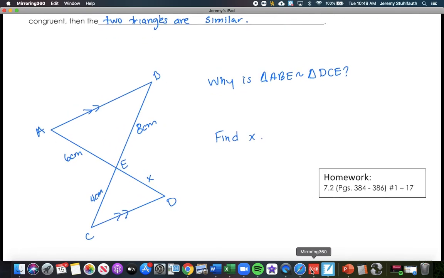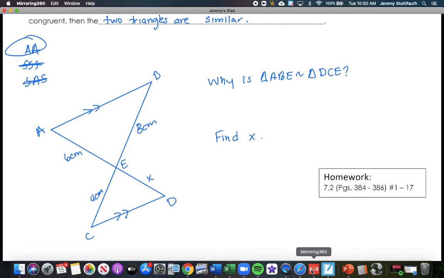So remember, if we want to show that two triangles are similar, there are three things that we can look at. We can look at angle angle, side side side, or side angle side. Okay? Now, looking at this, we do not have three sides to compare. We also don't have two sides to compare because we have 8 and 6, we have 4 and X. We don't know what X is, so we can't see if those sides are proportional to determine similarity. So that leaves us with, can we use angle angle to determine if these two triangles are similar? And the answer is yes.